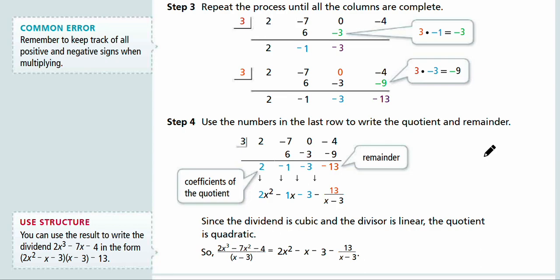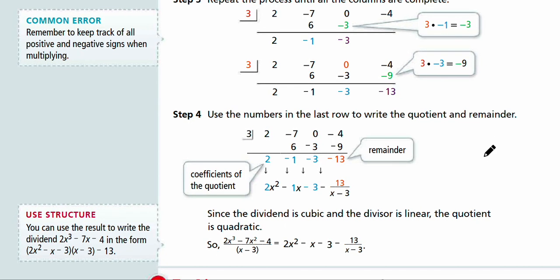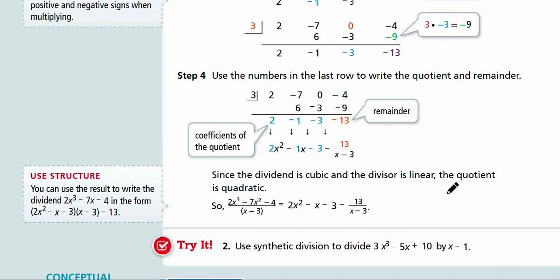Alright, so let's practice using synthetic division. It's the same as long division, you're just using the coefficients. So use synthetic division and try number 2 to divide 3x cubed minus 5x plus 10 by x minus 1. Pause the video, see if you can do it by yourself, and come back when you're ready for answers.